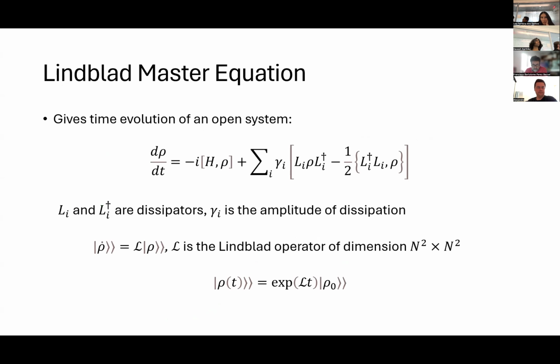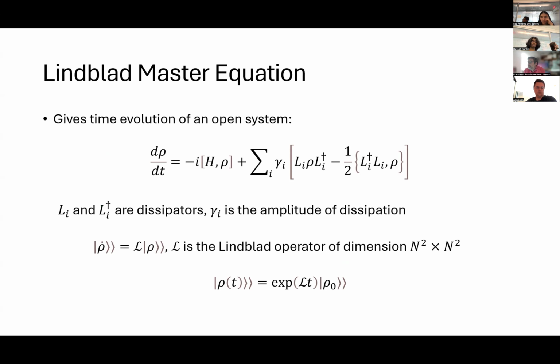So in open quantum systems, the von Neumann equation doesn't work because we can't factor in the effect of the interaction Hamiltonian. So for that, we need to use the Lindblad Master Equation, which presents the time evolution in an open system. You can see here, we start with something very similar to the von Neumann equation, but then we have an extra term, which is the summation.